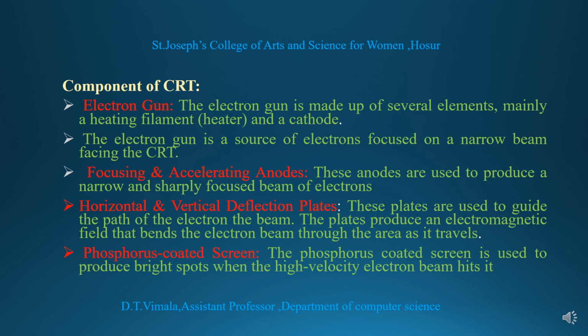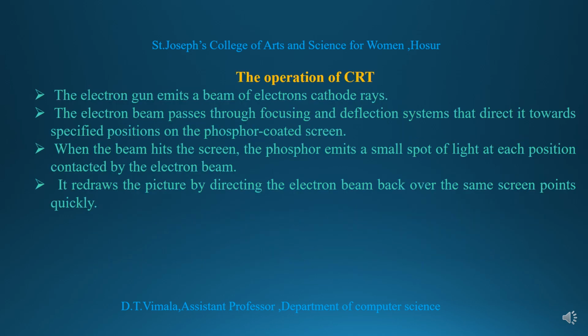Horizontal and vertical deflection plates. These plates are used to guide the path of the electron beam. The plates produce an electromagnetic field that bends the electron beam through the area as it travels. Next is the phosphorus coated screen. The phosphorus coated screen is used to produce bright spots when the high velocity electron beam hits it.